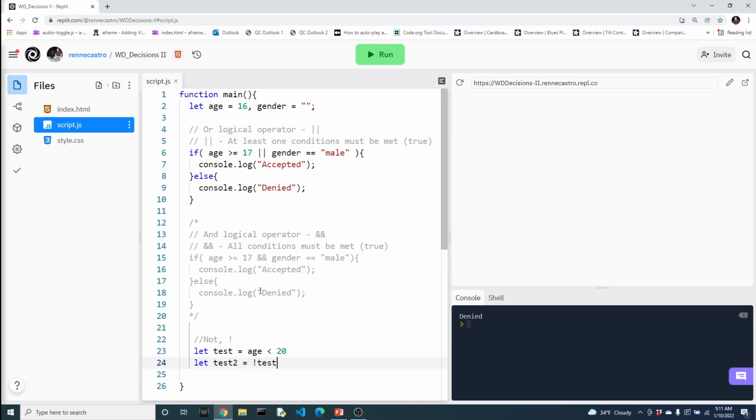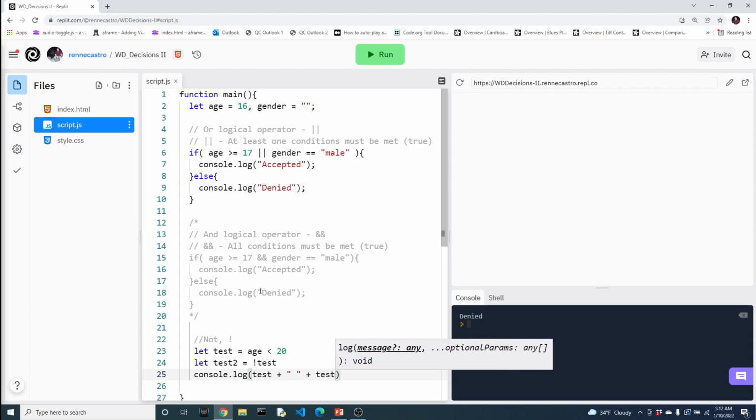Now again, you might think, well, when might I use this not operator? Again, it all depends on how your scenario is written. Sometimes it's very convenient to use the word not, and you'll see that when we discuss loops. And let's just print both of these out. So we'll say console log of test and of test 2.